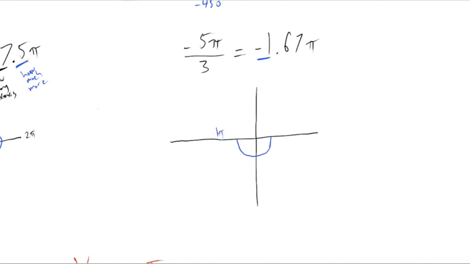The 0.67, so I'm going to just draw this in a different color, tells me I need to go a little bit more than half. This is more than half. So that means I need to go more than half to the next x-axis, which means, hey, just go past that y-axis and you're done.